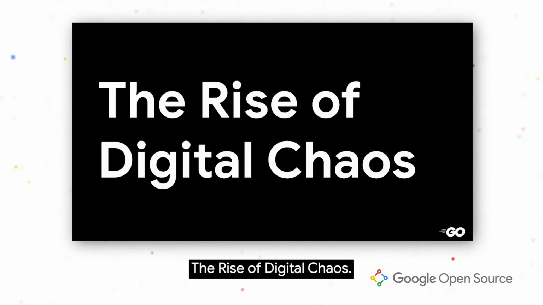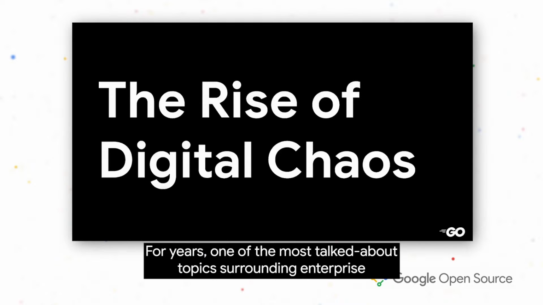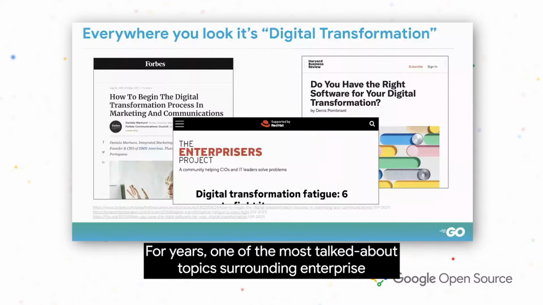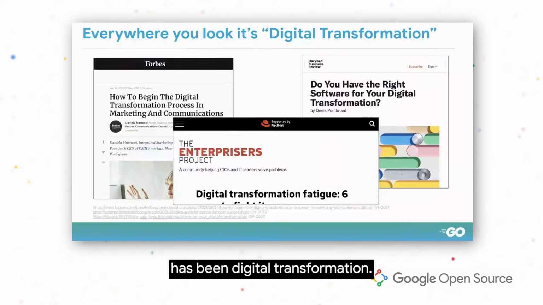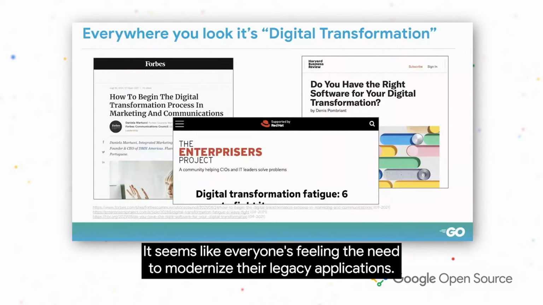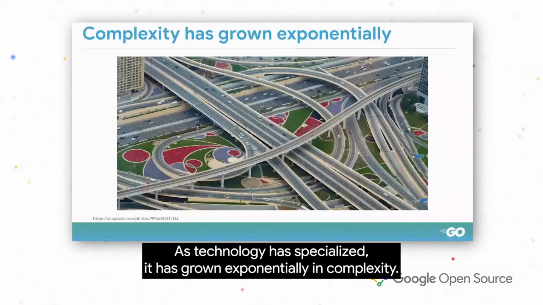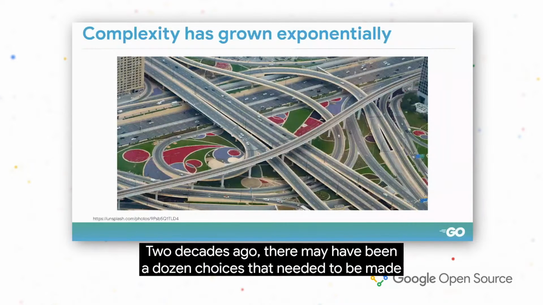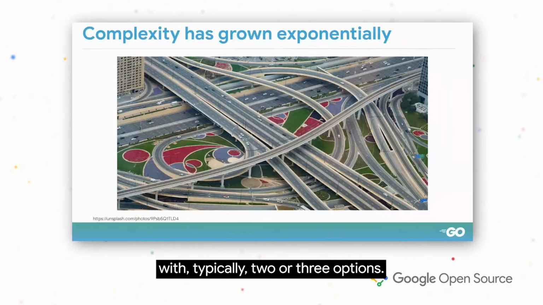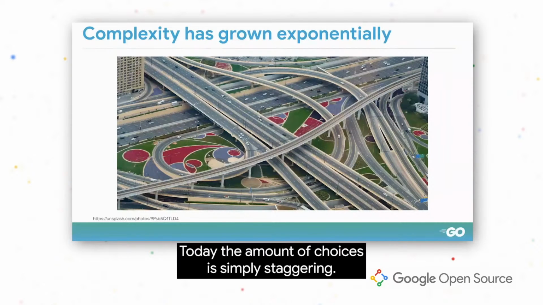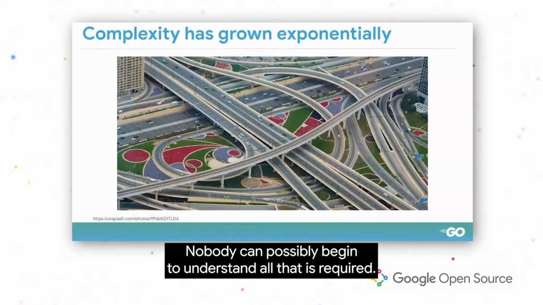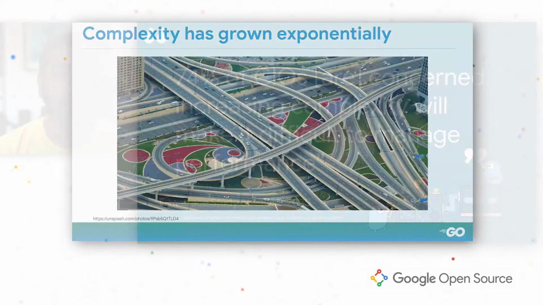The rise of digital chaos. For years, one of the most talked about topics surrounding the enterprise has been digital transformation. It seems like everyone is feeling the need to modernize their legacy applications. As technology has specialized, it has grown exponentially in complexity. 2 decades ago, there may have been a dozen choices that needed to be made, with typically 2 or 3 options. Today, the amount of choices is simply staggering. Nobody can possibly begin to understand all that is required.